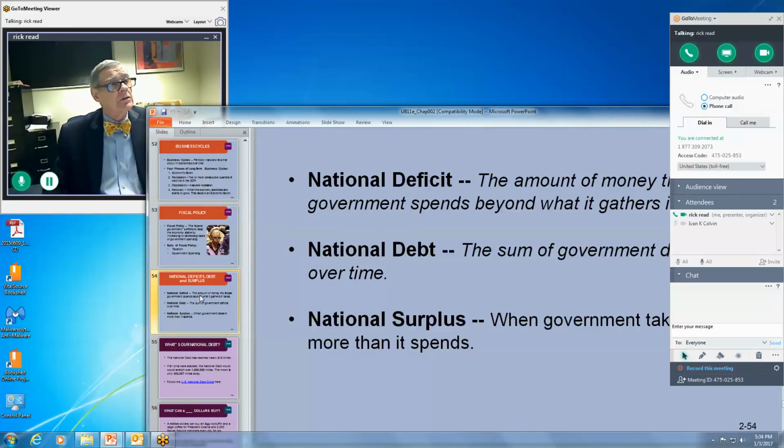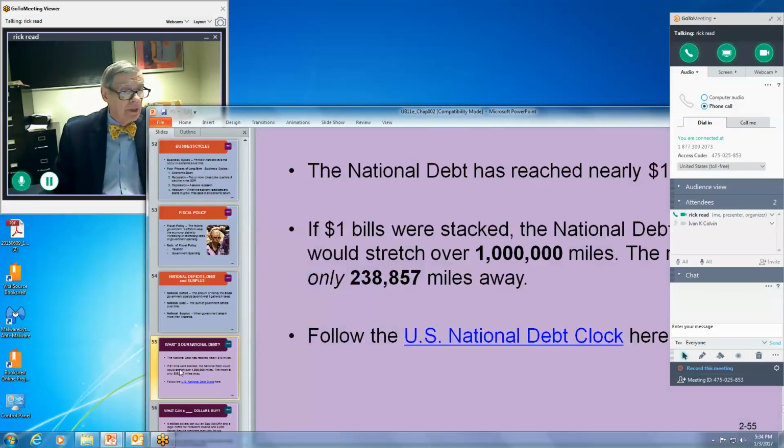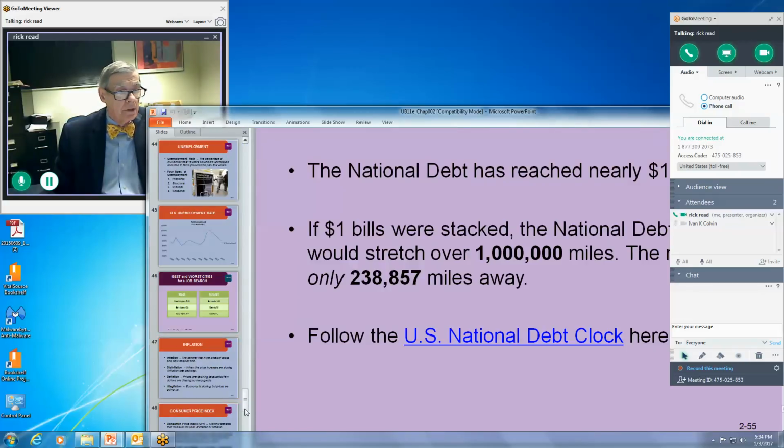National deficit, that's what we owe because we spent more than we've taken in. The national debt is the sum of what we owe over a period of time, and surplus is what we would have if we had one. Don't really have that today. And that is going to bring us to the end of chapter 2.